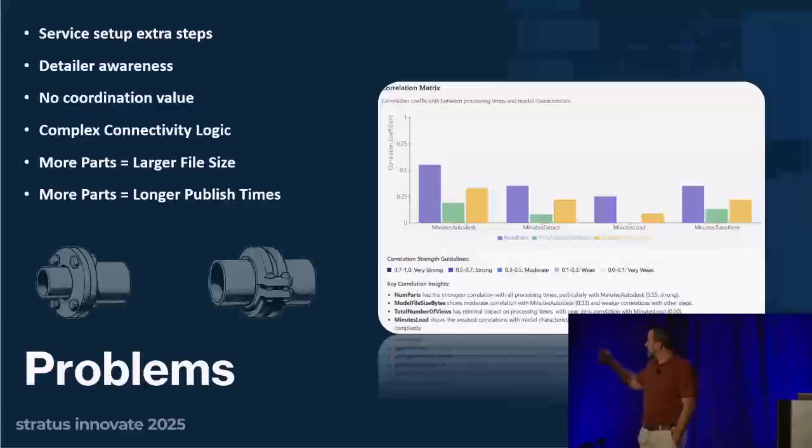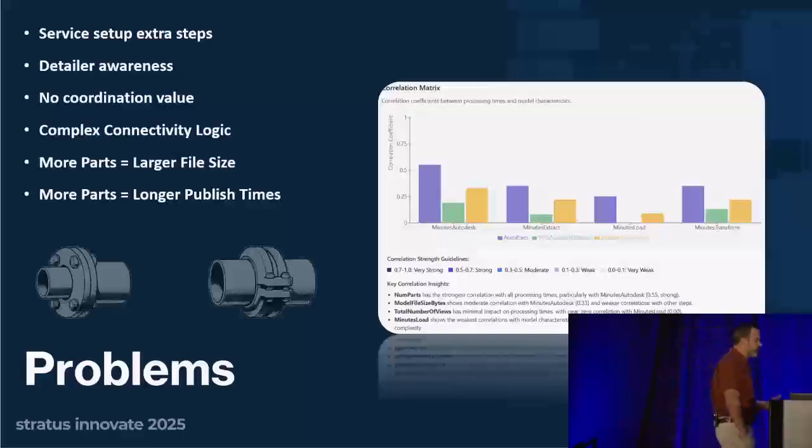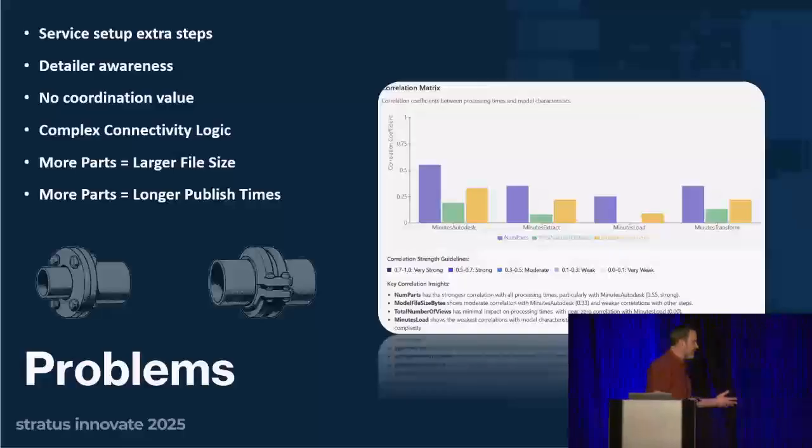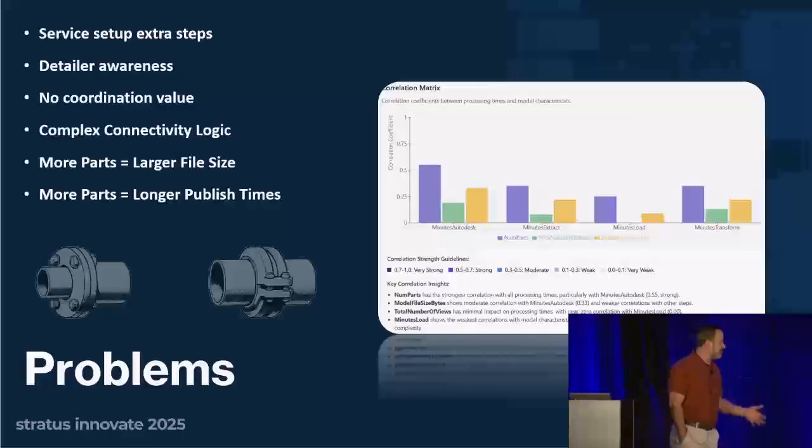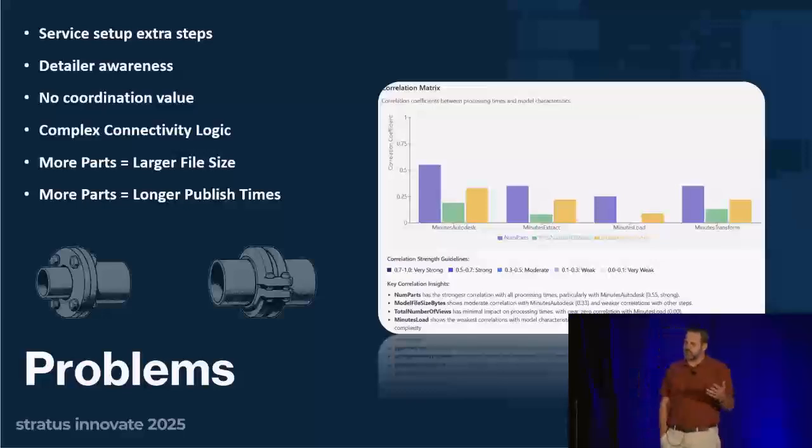Matt shared this graph, I think last year, where he looked at the different things that might affect publish times. And the overwhelming, strongest thing that affects publish times is the quantity of parts that are in the model. So if these parts are affecting my model size, affecting my publish times, and making my connectivity logic overly complicated, it starts to make you wonder, do we actually need them at all, okay?